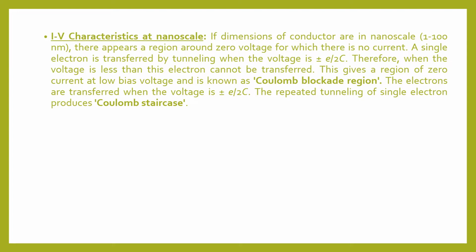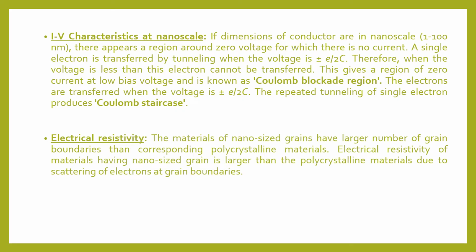The electrons are transferred when voltage is plus minus e/2C. The repeated tunneling of single electrons produces Coulomb staircase. Electrical resistivity: the materials of nano-size grain have a large number of grain boundaries compared to corresponding polycrystalline materials. Electrical resistivity of material having nano-size grain is larger than polycrystalline materials due to scattering of electrons at grain boundaries.